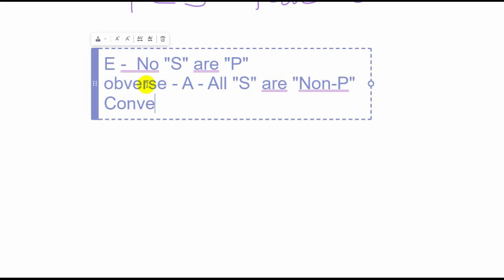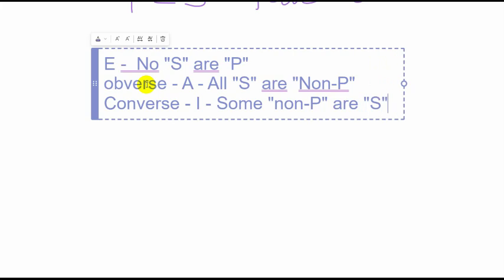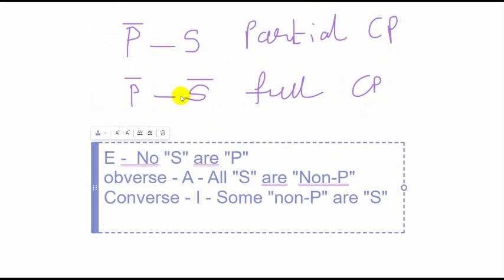Next we do converse. Converse of A is I, that we know. I starts with some, and in converse we have to again replace the subject and the predicate. So: some non P are S. Some non P are S. So now we have got this done. Now we have changed the predicate. We have negated the predicate here. So we have got our partial.